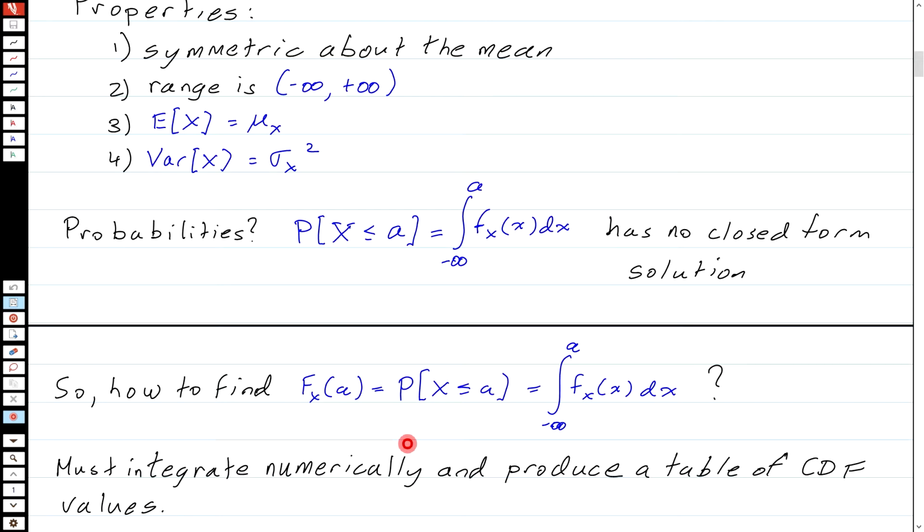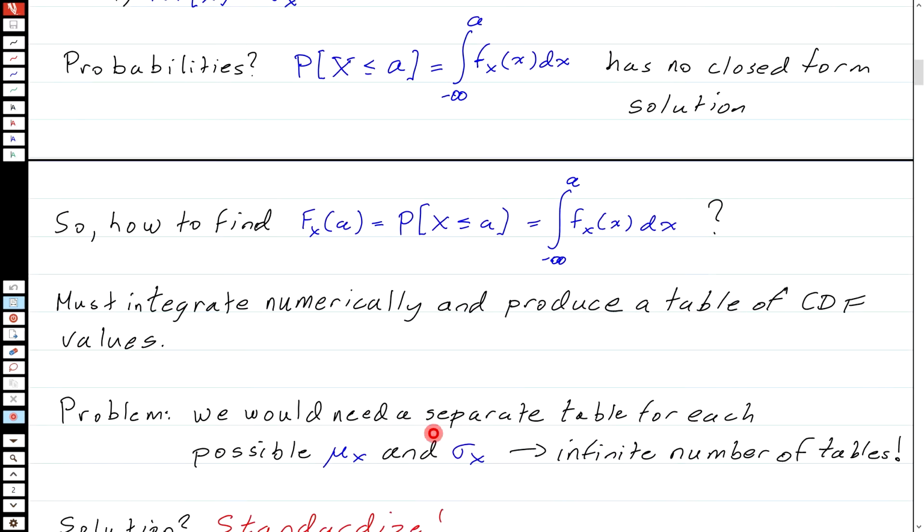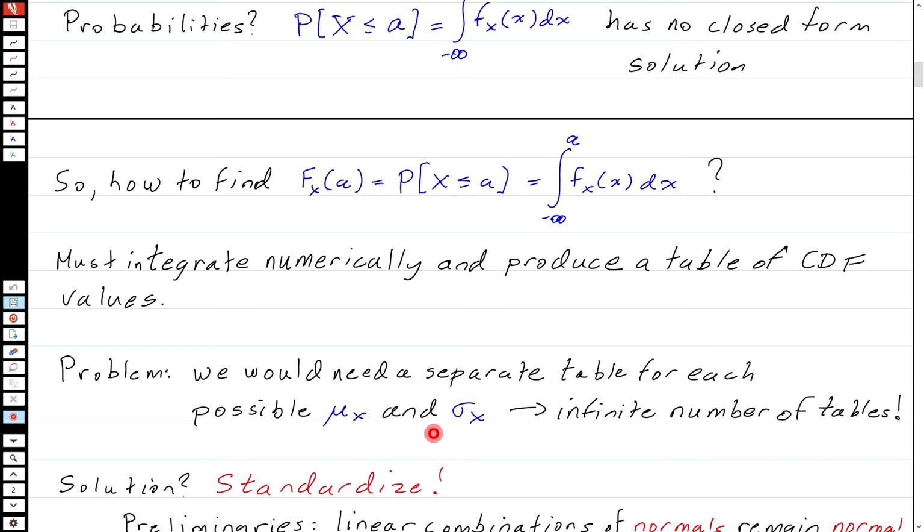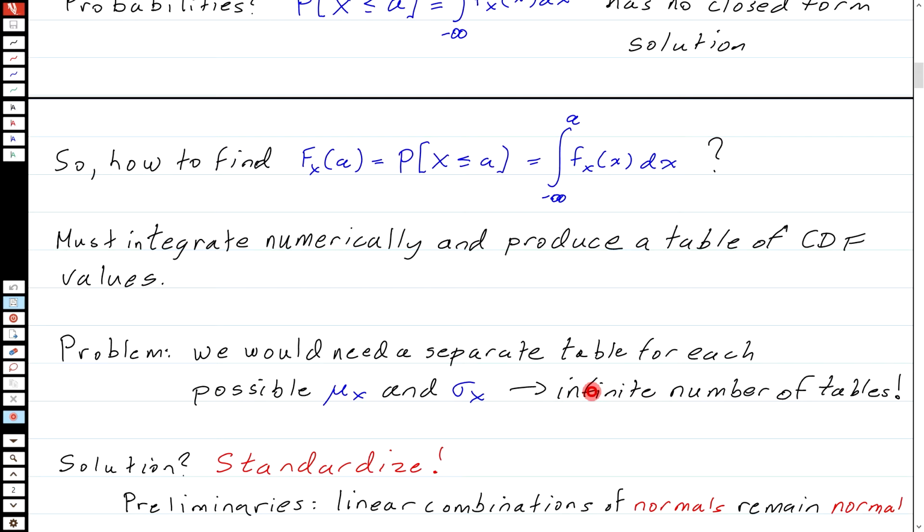Okay, so we chop up our area up into little rectangles and add them up to figure out what the area is to the left of a. So basically, we can then produce a table of the CDFs, the cumulative distribution function values for the normal distribution. But the problem, of course, then is that we need a separate table for every possible mu x and sigma x. And so we'd end up with an infinite number of tables. Of course, we don't want to do that. That would be, of course, ridiculous.